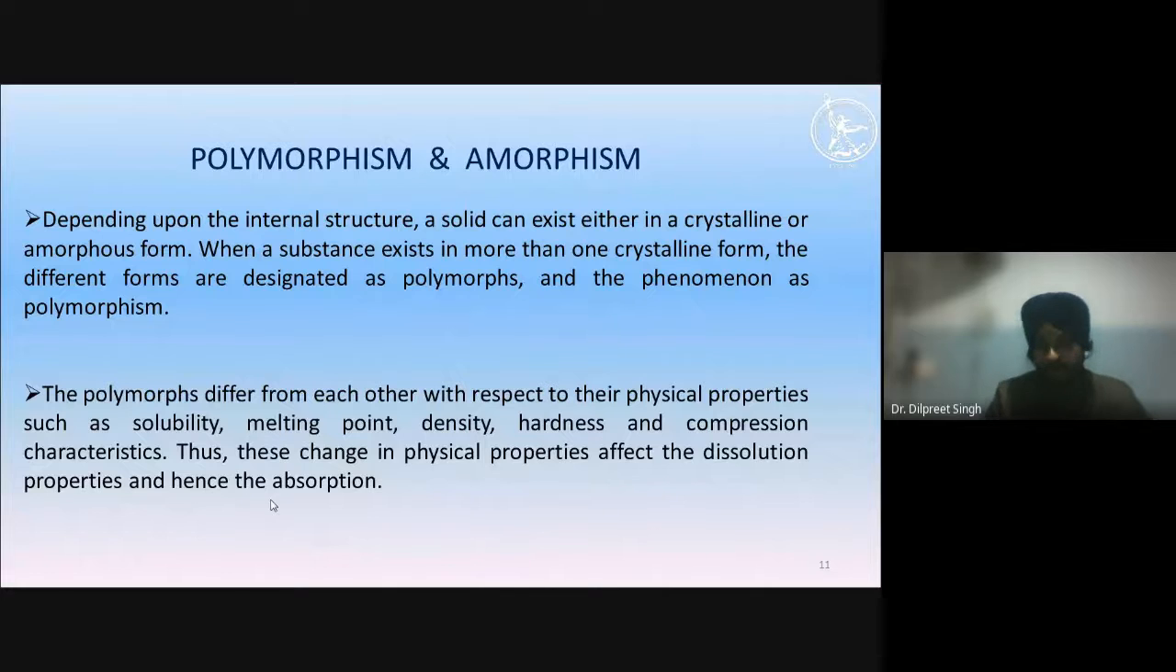The polymorphs that are generated differ from each other with respect to physical properties such as solubility, melting point, density, hardness, and compression characteristics. That change in physical properties primarily affects the dissolution properties and hence the absorption profile. For example, the hardness, the compression characteristics, and the solubility differ from each other. The polymorphs so generated affect the dissolution properties and hence the absorption profile.